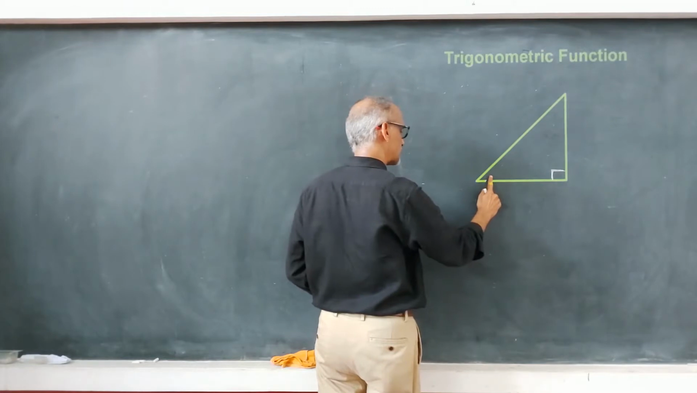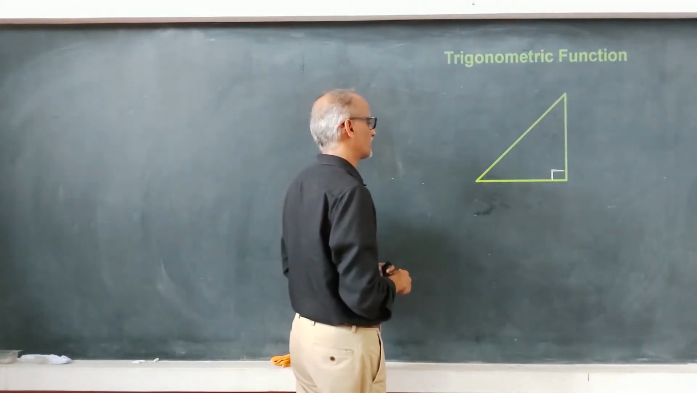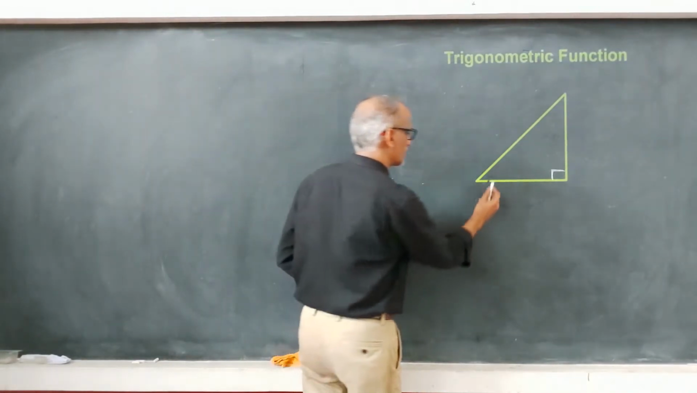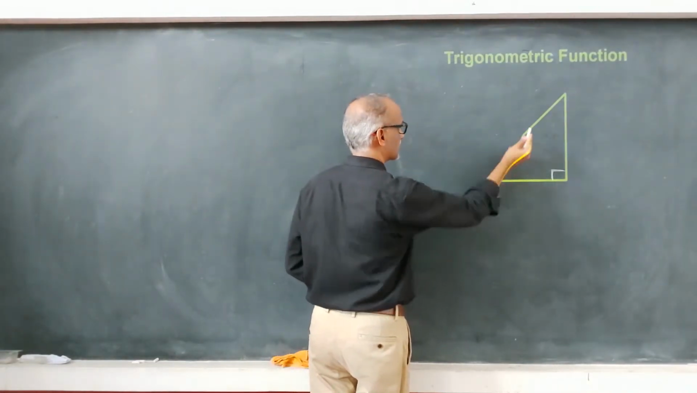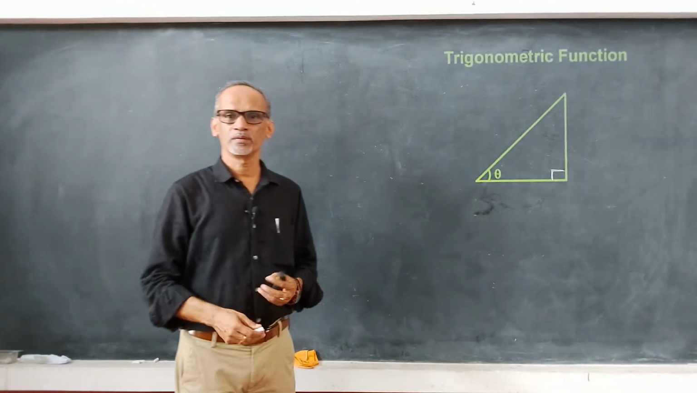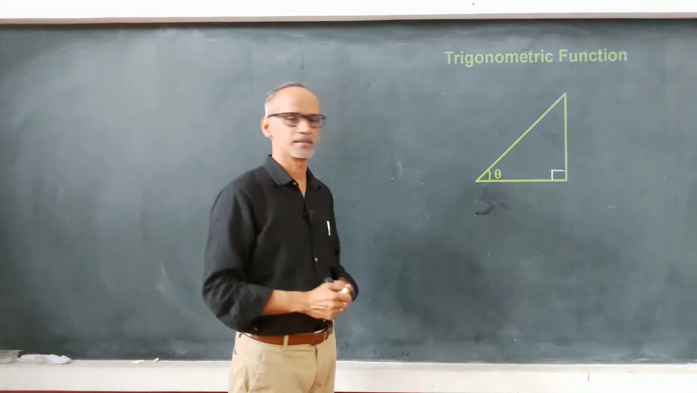If this is 30, the remaining is 60, and so on. So let us consider this angle. You can consider either this angle or the other angle. I am going to take this angle as theta. You can use different symbols like x, alpha, beta, and so on. So I have taken it as theta.